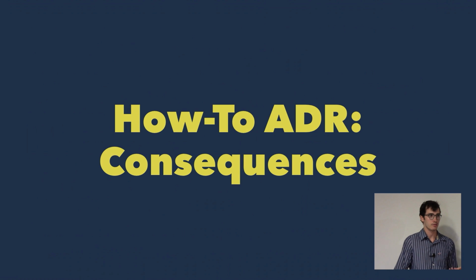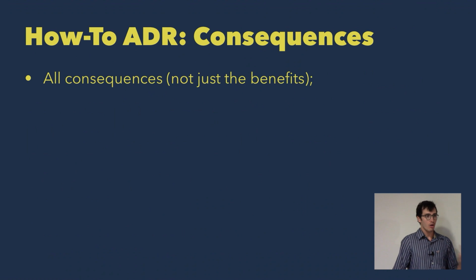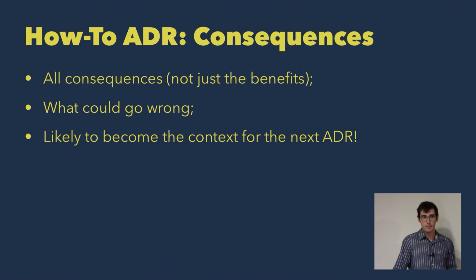Next is consequences, right? What is going to happen as a result of this decision being made. So these are all consequences, not just now we can support Unicode better, but everything that might go wrong, not just the benefits, right? Anything that could happen. And the thing about this is these consequences are likely to become the context for the next ADR, right? So if you can figure out what the consequences of a certain decision are, they're maybe going to set you up for the next decision that you have to make.